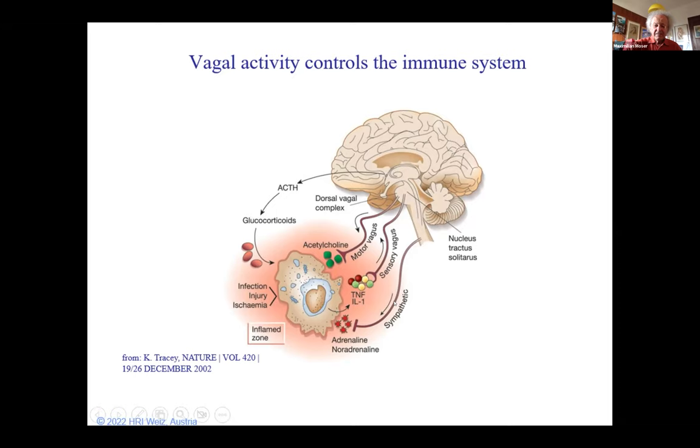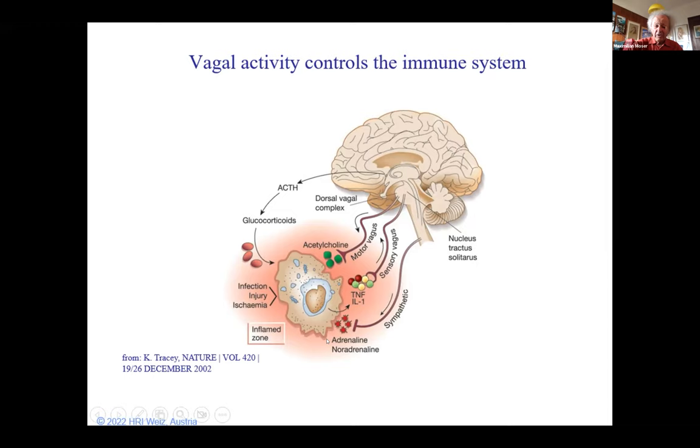So if you have enough vagus activity, the brain senses that there is an inflammation somewhere in the body. It even knows where this inflammation is. There's something like a homunculus in the brain, which knows inflammation is there. And then it activates vagal fibers, which go in the other direction. And these vagal fibers control the inflammation and stop it.